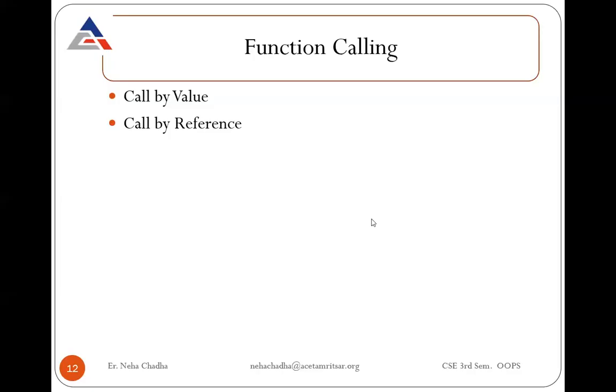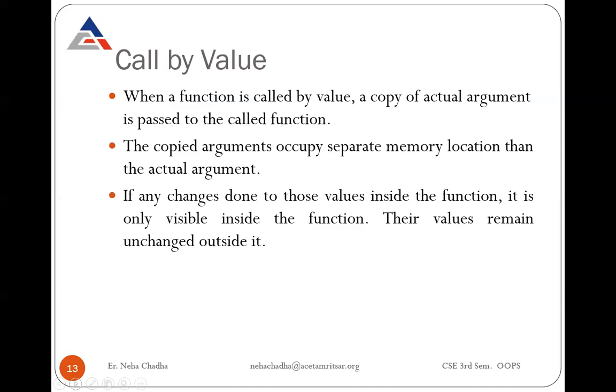Now moving further with the function calling. You can call the function in two ways. One is call by value, the other is call by reference. Call by value: when the function is called by value, a copy of the actual arguments is passed to the called function. The copied arguments occupy a separate memory location from the actual arguments. If any change is done to those elements inside the function, it is only visible to the function. The values remain unchanged outside it.